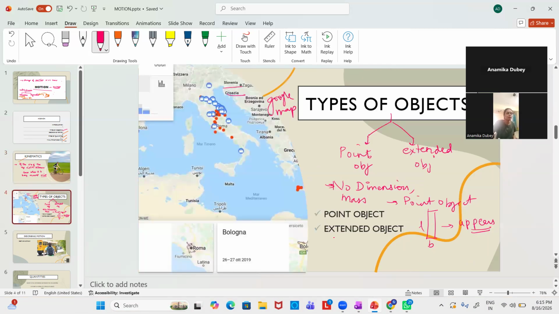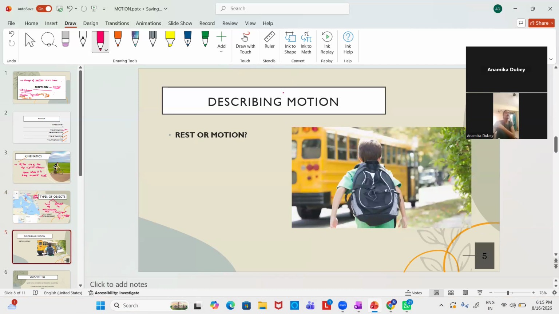Now the other type of object is an extended object. An extended object means it will have length, breadth, and height, and it appears to have a considerable length, breadth, or size. Now, how do we describe motion?